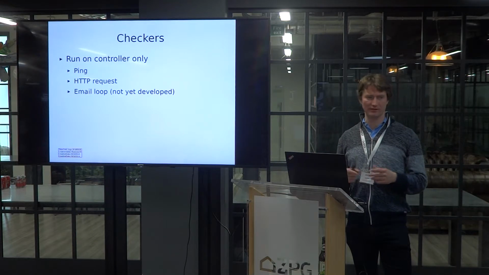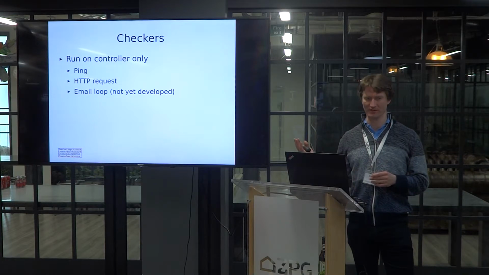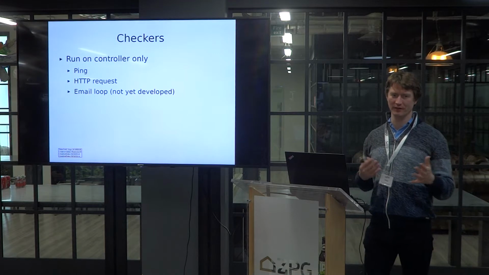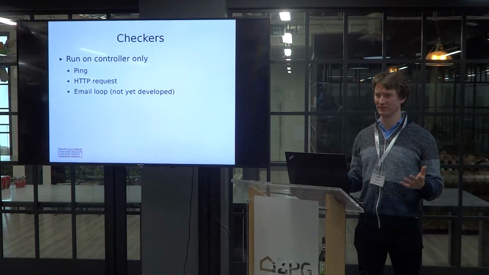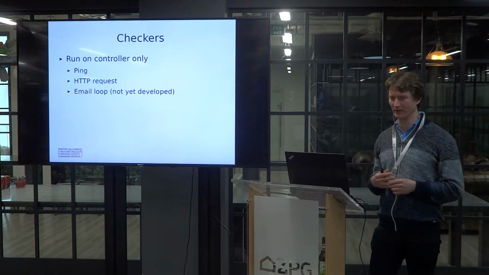So the checkers, like I say, run on the central controller and they go out and do something to whatever particular host you want to check. I've just got a couple of simple ones to begin with, which is a ping request and an HTTP request. They're fairly simple, but actually it covers 90% of a server being online. Can it do ping? Can you do a web request to it? As a general rule, that is pretty definitive of whether a server is working, whether it's healthy or not.